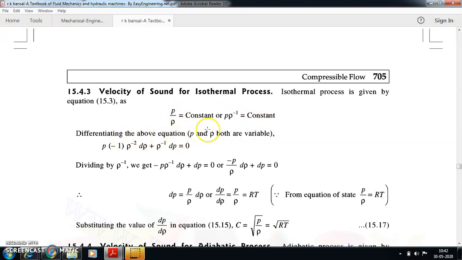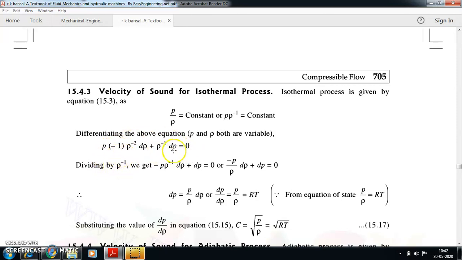Differentiating the above equation with the variables P and rho, I can write this as P into the differential of rho to the power of minus 1 plus rho to the power of minus 1 into the differential of P equal to constant. After differentiating, I get P into minus 1 rho to the power of minus 2 into d rho plus rho to the power of minus 1 into dP is equal to 0. So after differentiating, I am getting this.